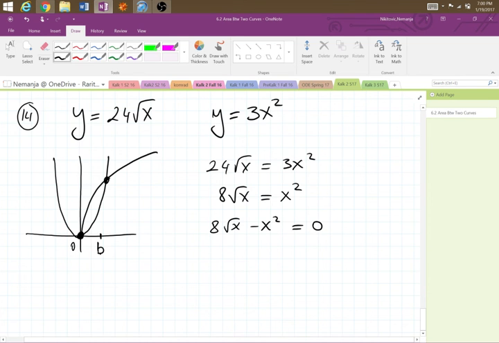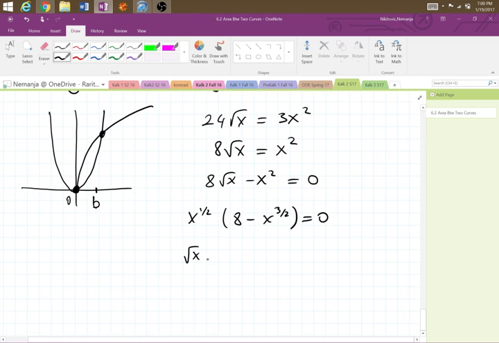When you have equals 0, you can factor and use the zero product rule. You factor out root x, which is x to the 1/2. You are left with 8 minus x to the 3/2, because 1/2 plus 3/2 is 4/2, which is 2, equal to 0. Then we have square root of x equals 0, which is 0, your a limit. And then you have x to the 3/2 equals 8, which would eventually be your b limit.